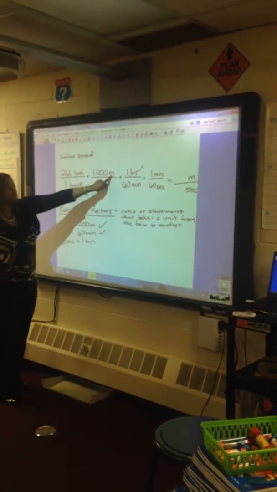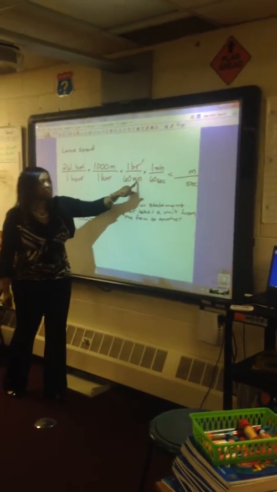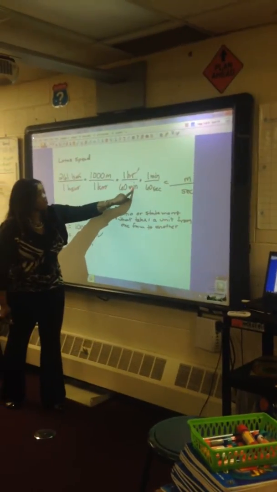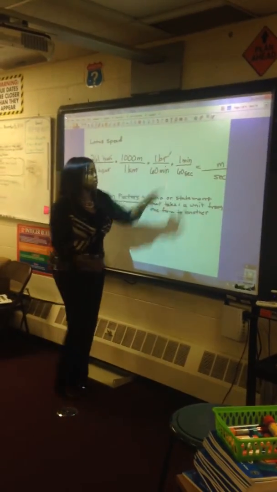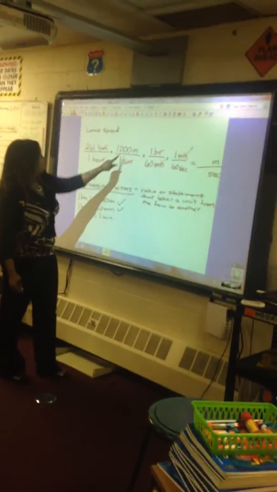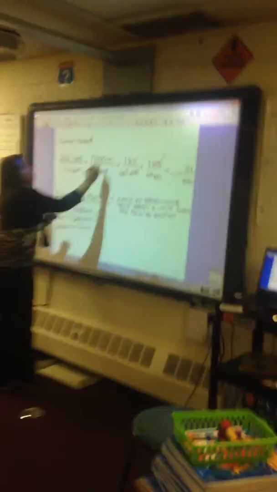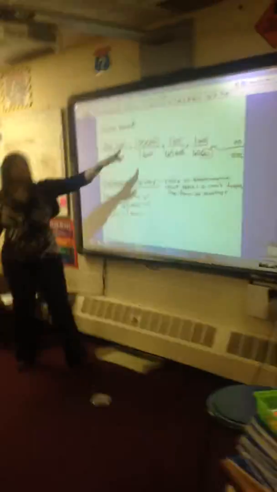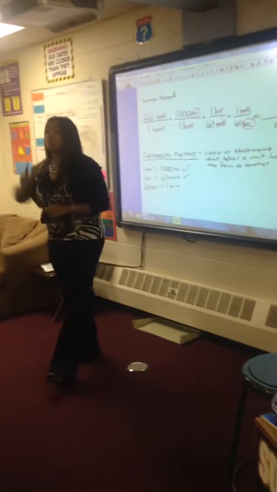What about meters? Is there anything to cancel meters on the bottom? Nope. Is there anything to cancel minutes? Yes, it's right here. And is there anything to cancel seconds? No. So what's left? 1,000 meters over 60 seconds. Now watch this. The units appear like they should: meters and seconds.